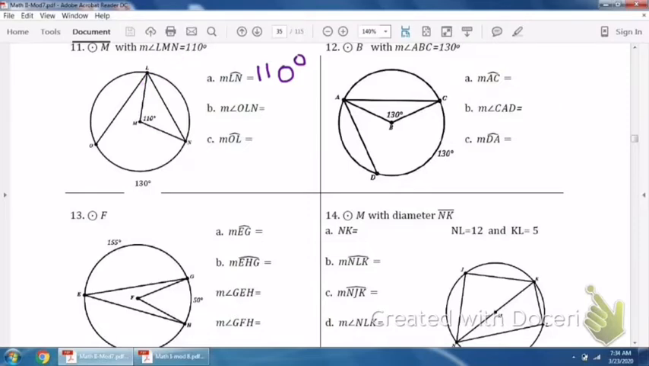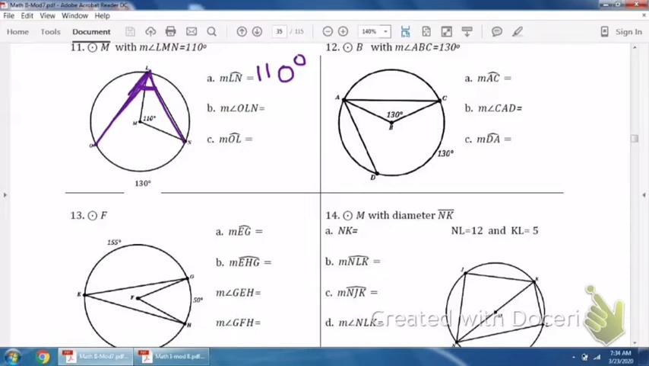Okay, so the next one is asking us about the measure of angle OLN. So now we're looking for that angle right there, OLN. Okay, so now this is where the new part comes in. Okay, so that is an intercepted arc. The two endpoints are on the edge of the circle, but the corner where the angle connects is on the edge also. It's not in the center, so it's not a central angle. This is an intercepted arc.